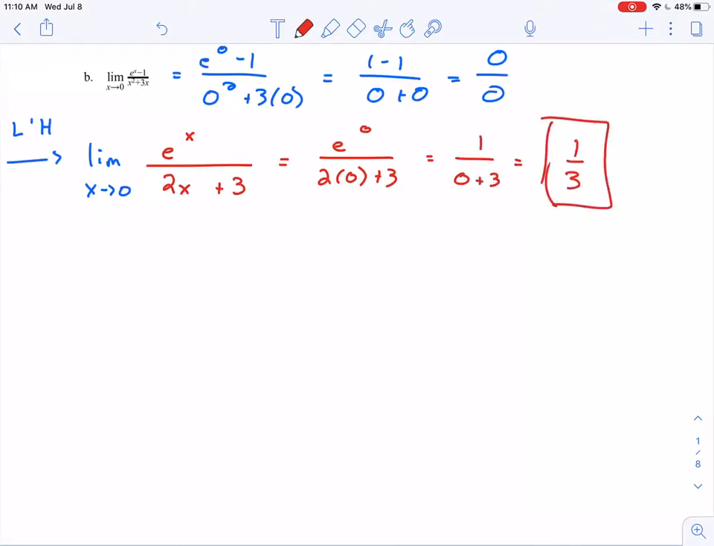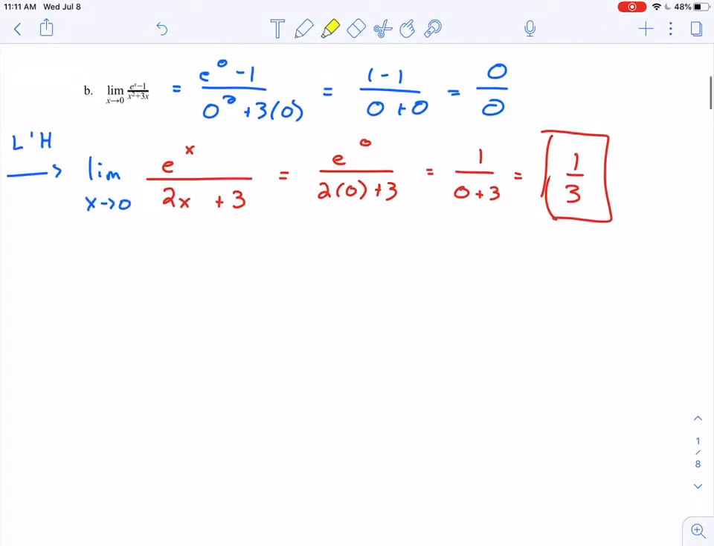This is my limit. So it's a really, really nice theorem. And again, I will say, please make sure that you're checking that your limit is indeterminate form first. It ends up as 0 over 0 or infinity over infinity.